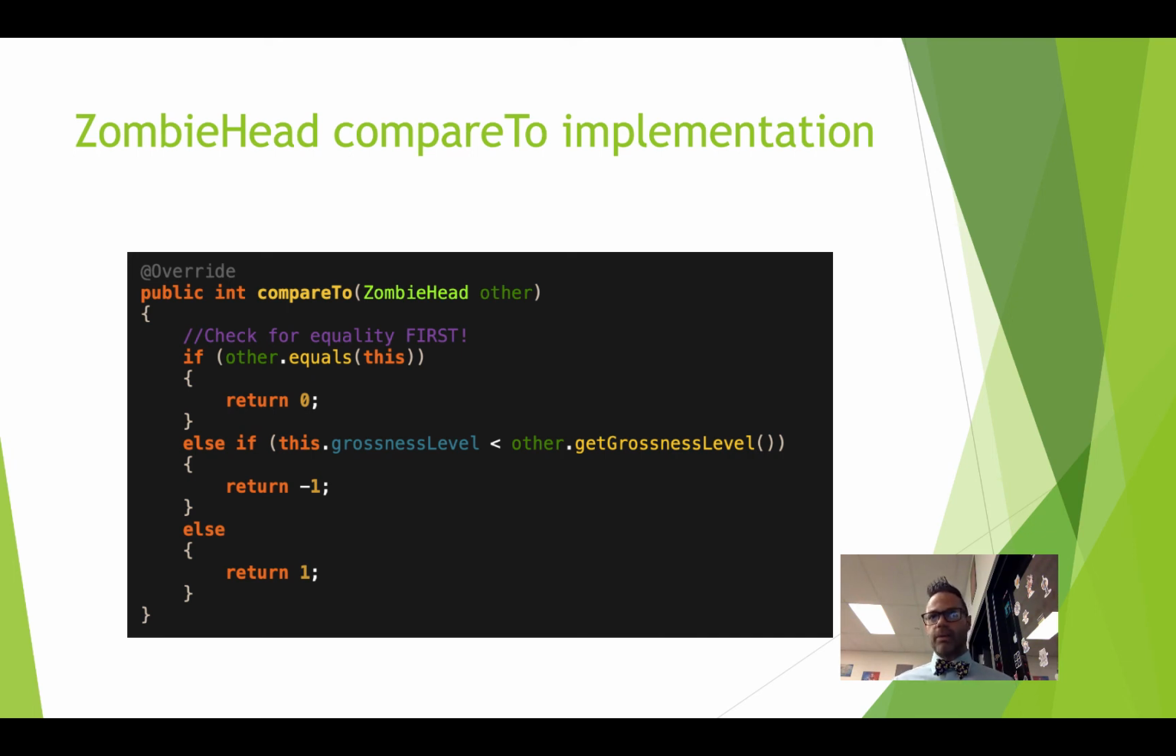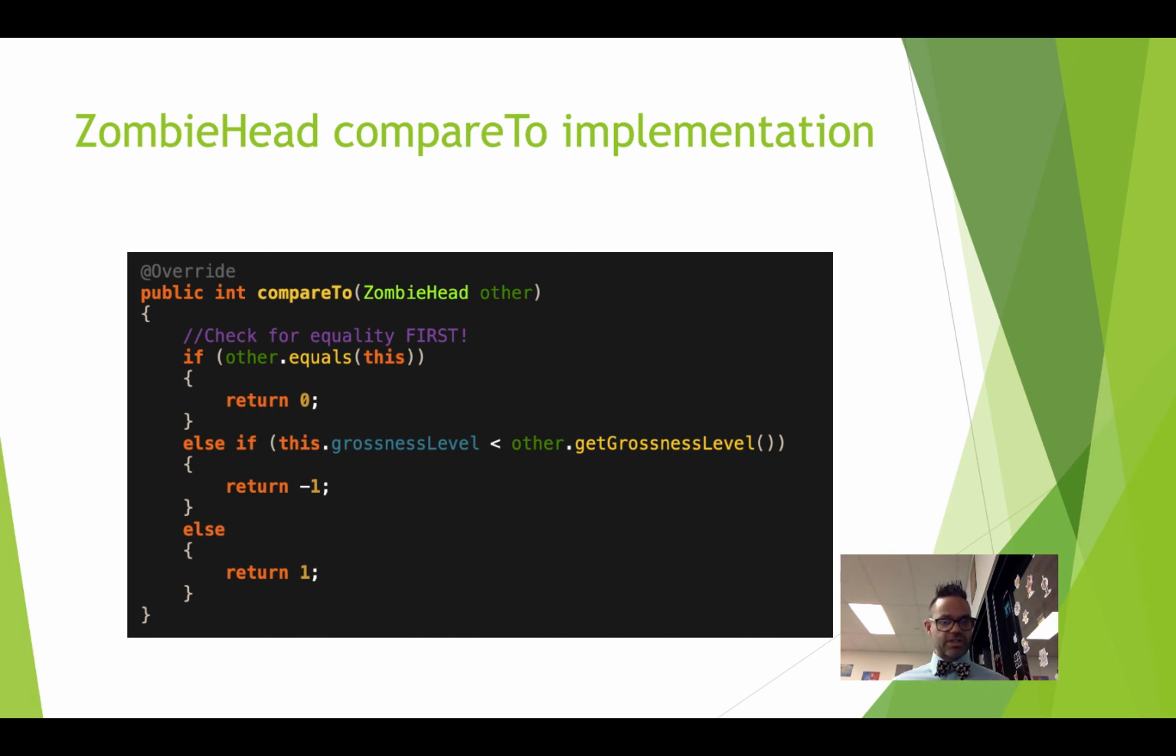Now, the actual numbers we use on this don't really matter, but for the purposes of this, I'm using the most simple and easy and basic way of doing that: 0, 1, and -1. The first thing we have to check first, of course, is it the actual same ZombieHead? So the .equals has to happen first. So if other .equals this, then yes, return 0. We've got the right ZombieHead.